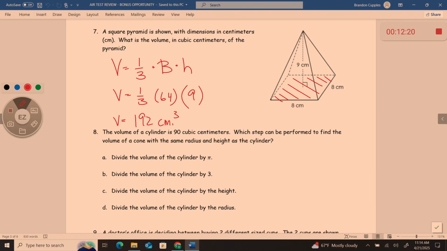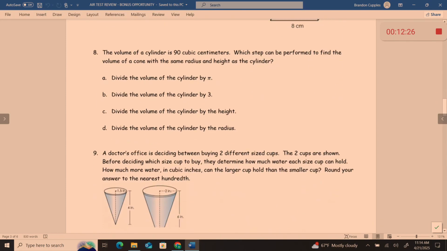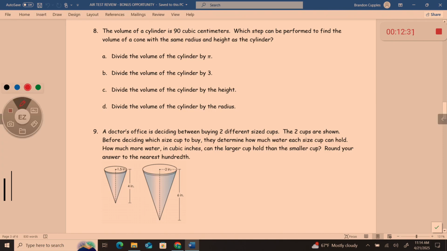All right, the next one. The volume of a cylinder is 90 cubic centimeters. Which step can be performed to find the volume of the cone with the same radius and height as the cylinder? Okay, so here's what I know. It says here the volume of a cylinder. Volume of a cylinder, I'll put CY here for cylinder, which is 1/3 pi r squared h. This is going to be 90 cubic centimeters. So I'll put it like this. This equals this.